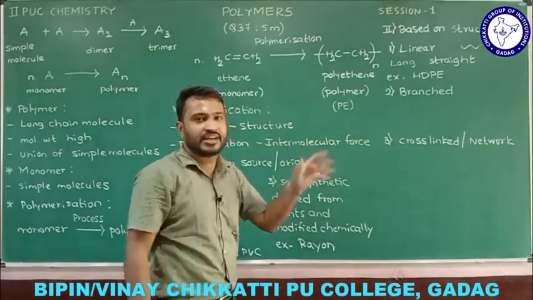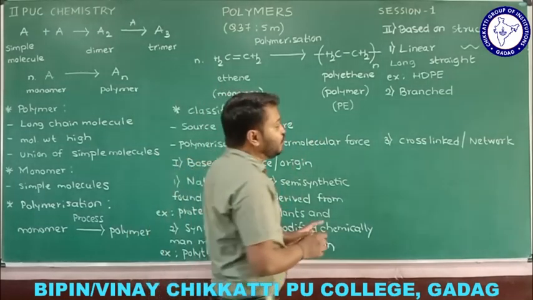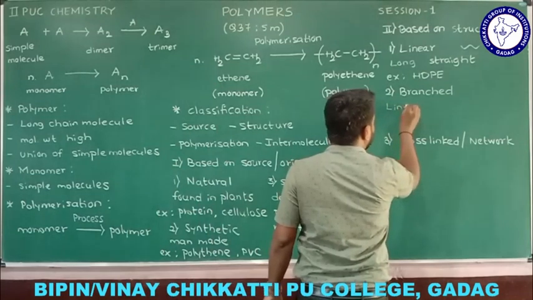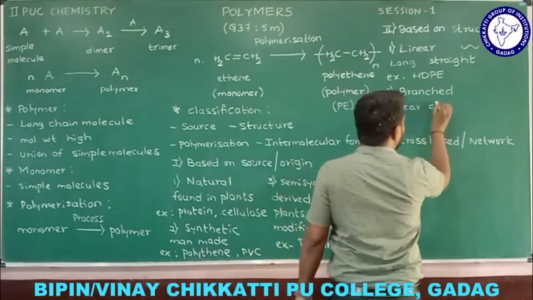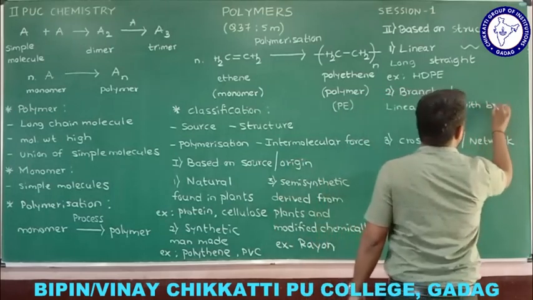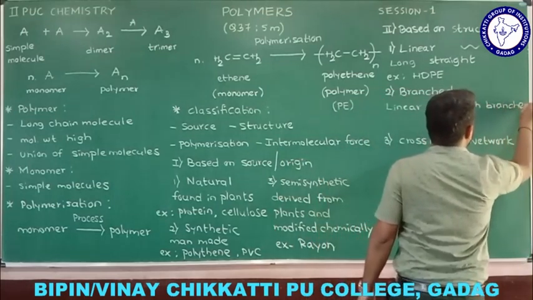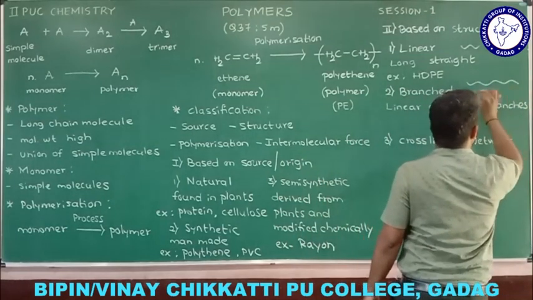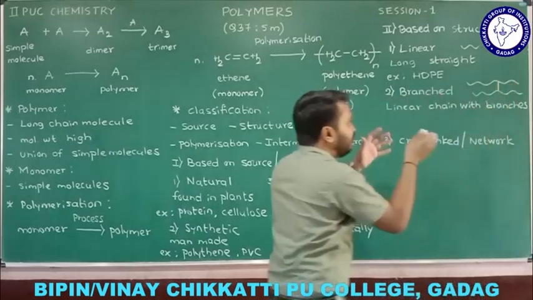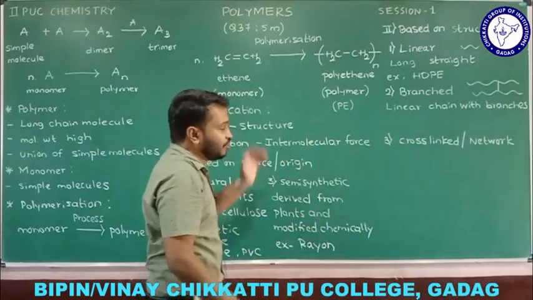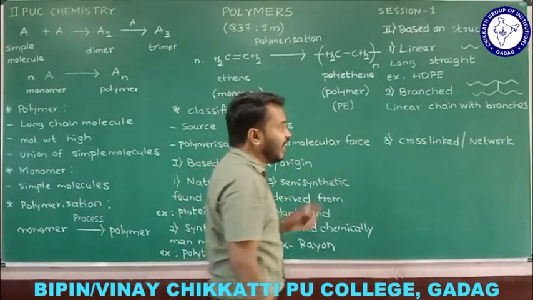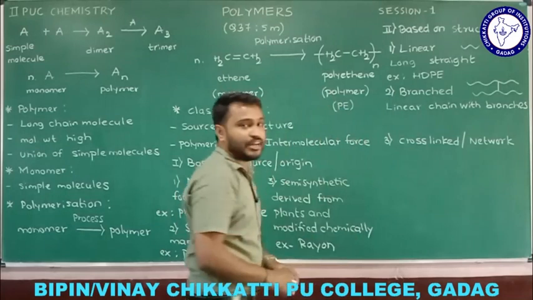The second one is branched polymers, and of course we have a linear chain, so a linear chain with branches is what we observe. Here we have a linear chain like this, and these linear chains are joined by some kind of branches. I can show it like this. So we have a linear chain, and apart from that we see the branches, and that we call branched chain polymers.